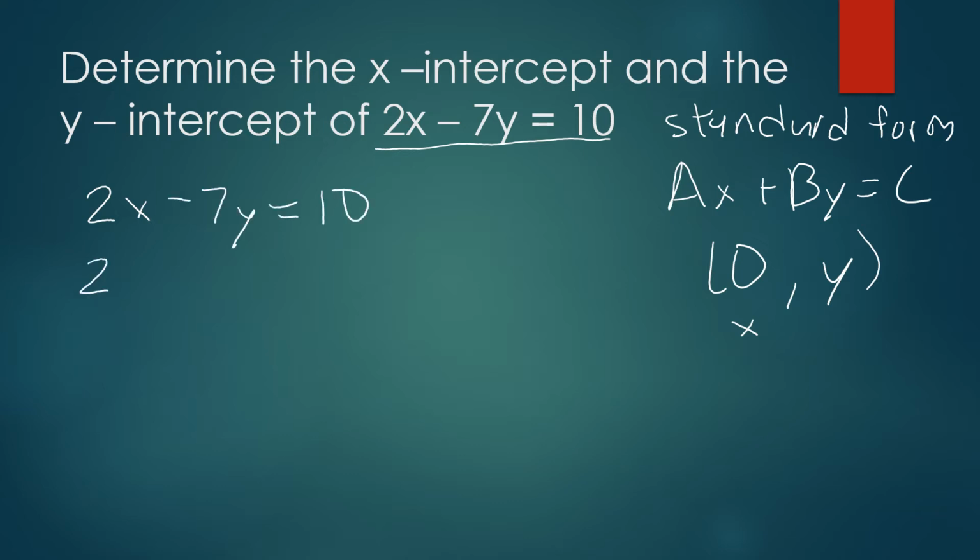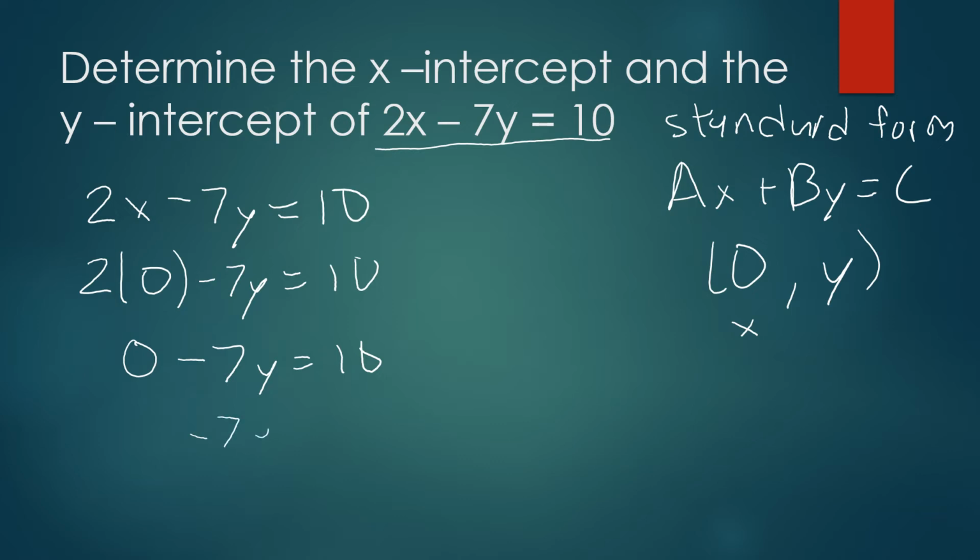So 2x minus 7y equals 10. I'm going to substitute 0. Now I'm going to go ahead and simplify. 2 times 0 gives me 0. When you're doing these yourselves, you could choose to ignore the 0 because anything subtract 0 is going to stay the same. So this gives me negative 7y is equal to 10.